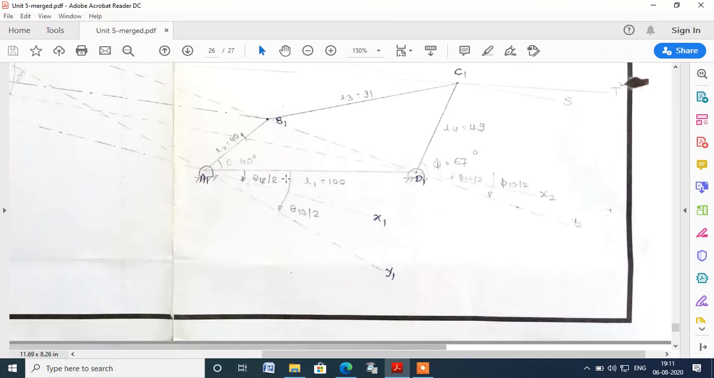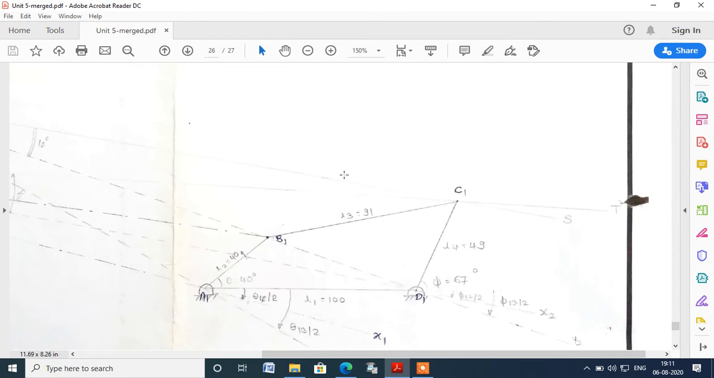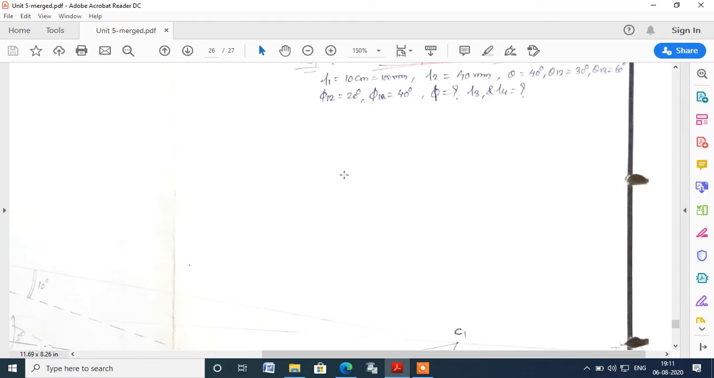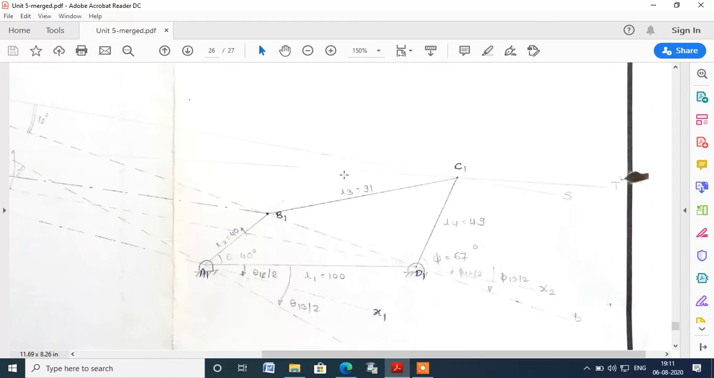So this is the synthesis of mechanism by the relative pole method. This way you can synthesize any problem, any mechanism, by both methods. So this completes unit number 5. The synthesis of mechanism unit is now completed.